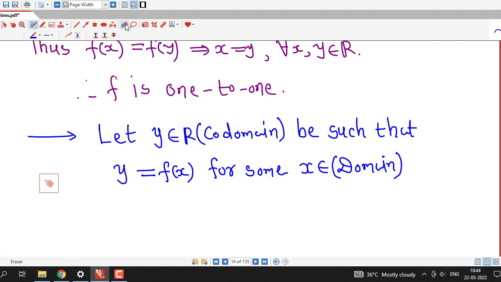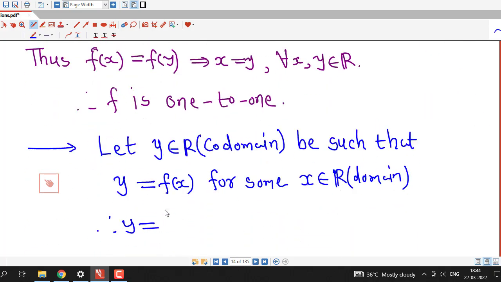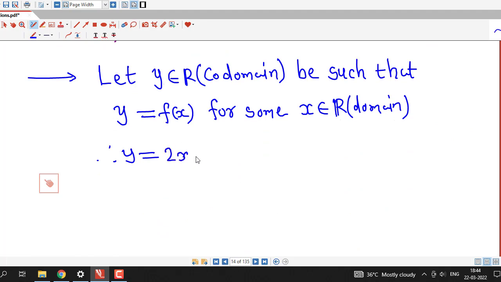Now if this is true, then we will be able to decide the value of x from the domain. Here x is in R, the domain. So if there exists some element x such that y equals f(x), then we will be able to find the value of x from this. Therefore y equals f(x), which is given by 2x plus 1. Therefore 2x equals y minus 1. Therefore x equals (y minus 1) divided by 2.